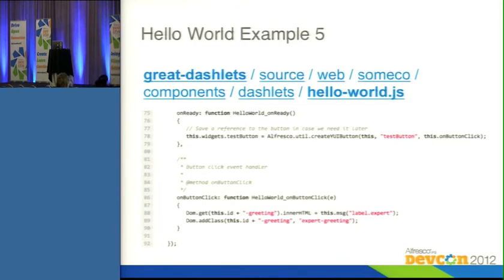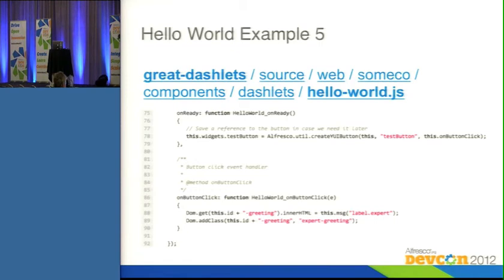So we provide a unique ID, which is this test button. We must also provide a handler. In this case, it's a click handler. And this is a function that we're declaring alongside the onReady method. So this is a custom function on our object's prototype for this custom class.